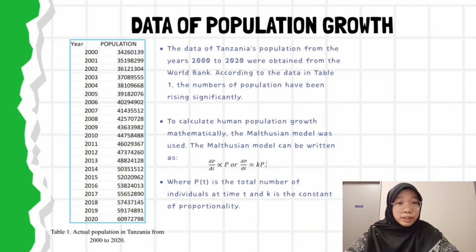So to understand this growth mathematically, we use the Malthusian model. This model states that the rate of population growth is proportional to the current population size. So the formula can be written as dP/dt is proportional to P, or dP/dt = kP, where P(t) represents the population at time t and k is a constant. So in simple terms, this means that as the population increases, the rate at which it grows also increases.